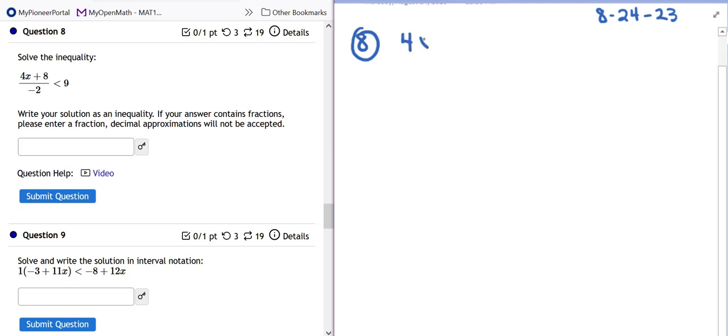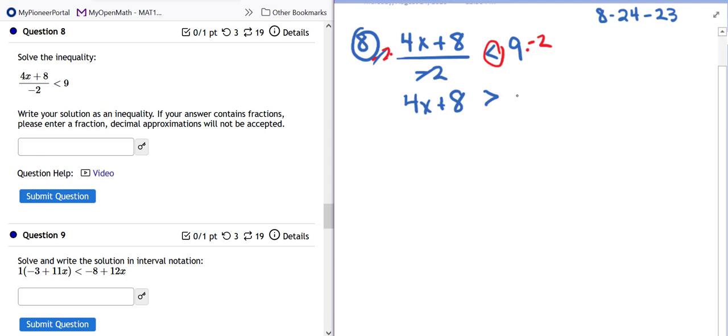So we have (4x + 8) divided by -2 is less than 9. And so this one you're going to clear the fraction, multiply on both sides, and I would get rid of that negative at the same time. So multiply on both sides by a -2. Now remember, when you multiply or divide by a negative, it causes your symbol to flip over on an inequality. So you're going to get 4x + 8, but it is going to be greater than -18.